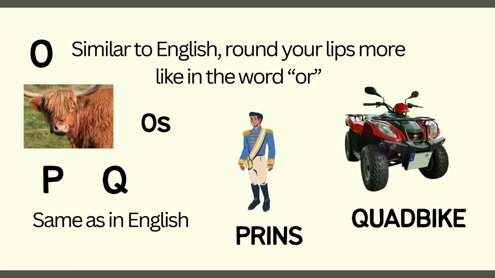So, similar to English, we have prince, and it's pronounced almost the same. Prince. The biggest difference there is the R. Prince. Quad bike, we would pronounce exactly the same. Quad bike.